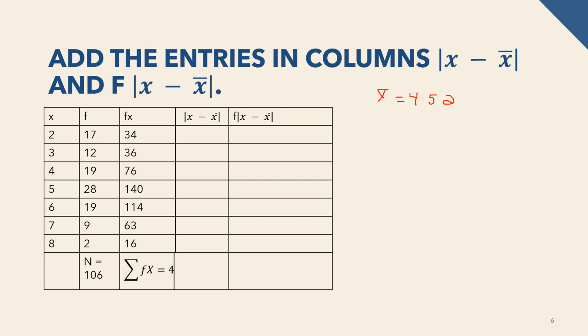4.52 minus 2 is 2.52. And then 4.52 minus 3 is 1.52. And then 4.52 minus 4 is 0.52. 5 minus 4.52, the answer is 0.48. 6 minus 4.52 is 1.48. 7 minus 4.52 is 2.48. And then 8 minus 4.52 is 3.48. The total is 12.48.